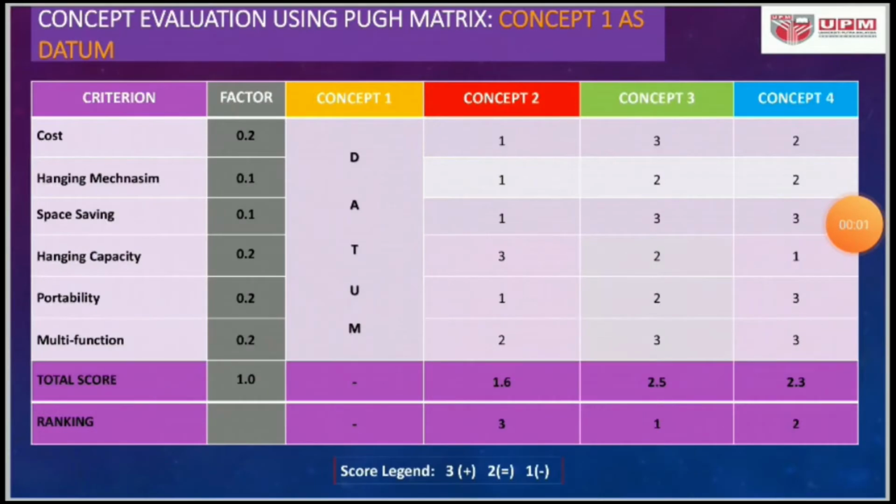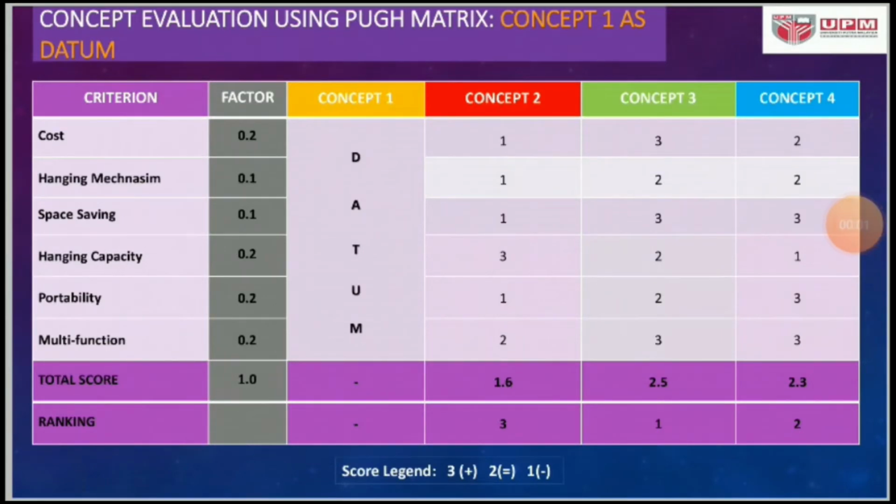Okay guys, moving on to the first part, the pivot matrix. We have two important parts here: the first is the factors or weightage, and the second is the scoring system. You might ask why we have to apply factors or weightage on the criteria. Simple answer: because we want to represent the significance of one criterion over another. What you can see here is that space saving has a weightage of 0.1 and hanging capacity is 0.2.